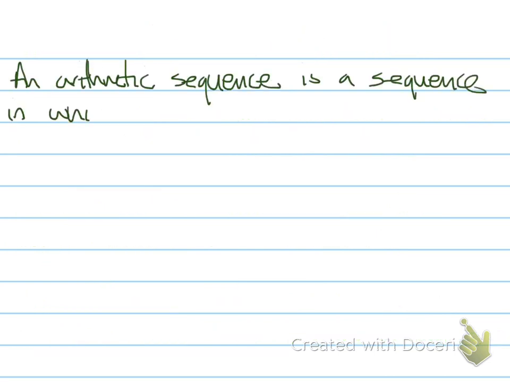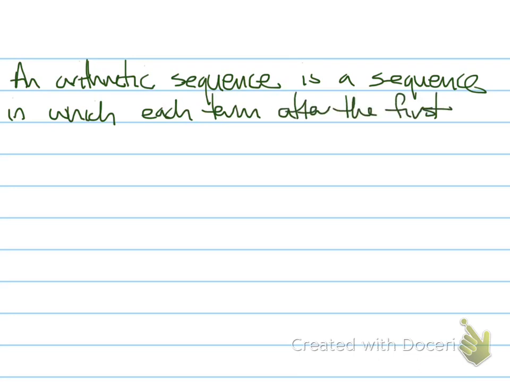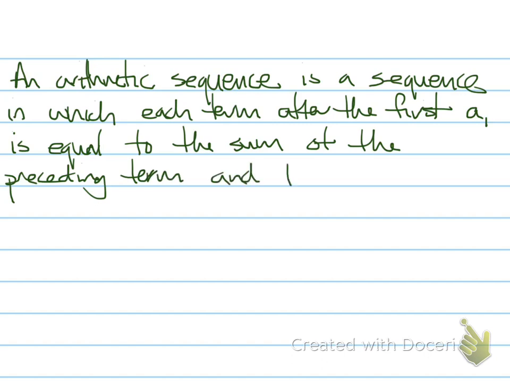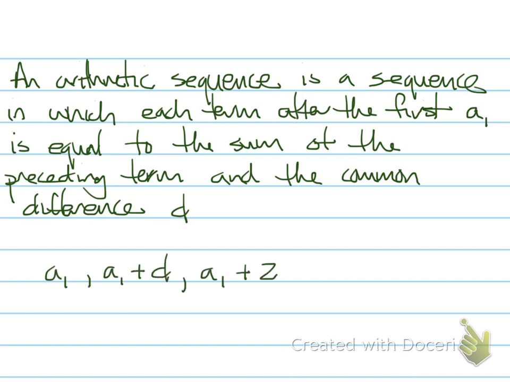An arithmetic sequence is a sequence in which each term after the first term, a sub 1, is equal to the sum of the preceding term and the common difference d. So the first term is a sub 1, the second term is a sub 1 plus d, the common difference. Next term, a sub 1 plus 2d, and so forth.